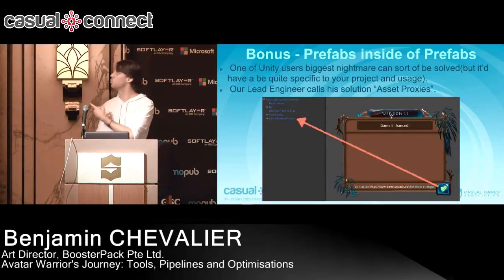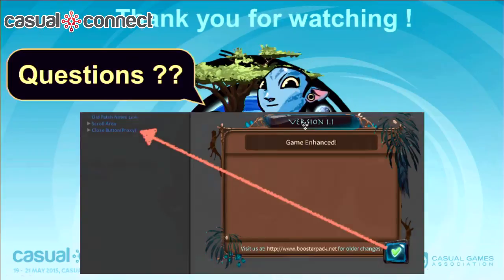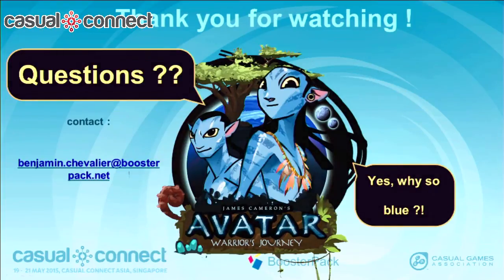And then our lead engineer Chris worked out a solution for prefabs nested inside of prefabs, which is a big problem in Unity. I guess most of the people using Unity know that. And he's got a solution that works perfectly well. We can nest prefabs inside of prefabs inside of prefabs inside of prefabs, and that's just fine. It's also an optimization for the pooling system that we're using in the game. And that's it. Questions, maybe?